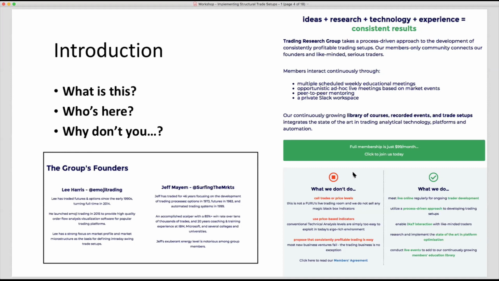We utilize and we advocate a process-driven approach to developing trading setups. We're going to look at trading setups today.